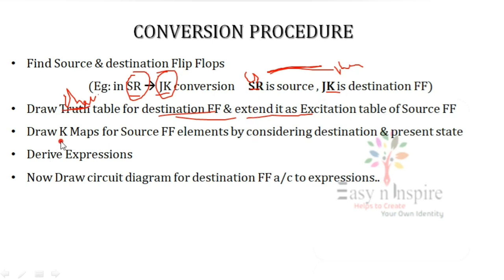Now draw K-maps for the source elements. The source elements are S and R. You need to draw K-maps for S and R and then find the expressions for S and R. Now draw the circuit diagram according to the expressions. So study this carefully and I'll explain the procedure now. Listen.